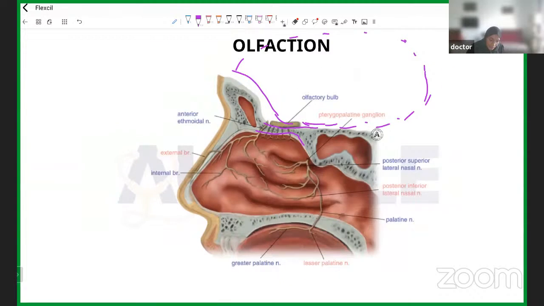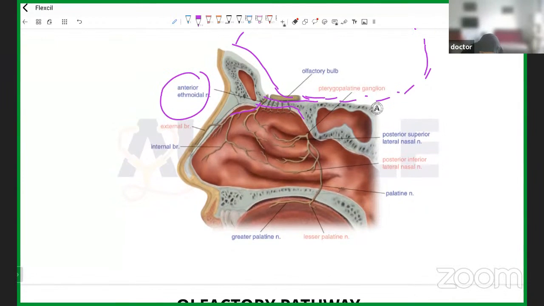You can see that we have the anterior ethmoidal nerve where we have the olfactory bulb. We have the ethmoidal nerve here. This is the ethmoidal nerve, right? And you have branches of the sphenopalatine ganglion. So these are palatine nerves. Can you see it? Can you see palatine nerves? Can you see the posterior inferior lateral nasal nerve? Don't have to remember all the nerves. Just remember there is the olfactory bulb.